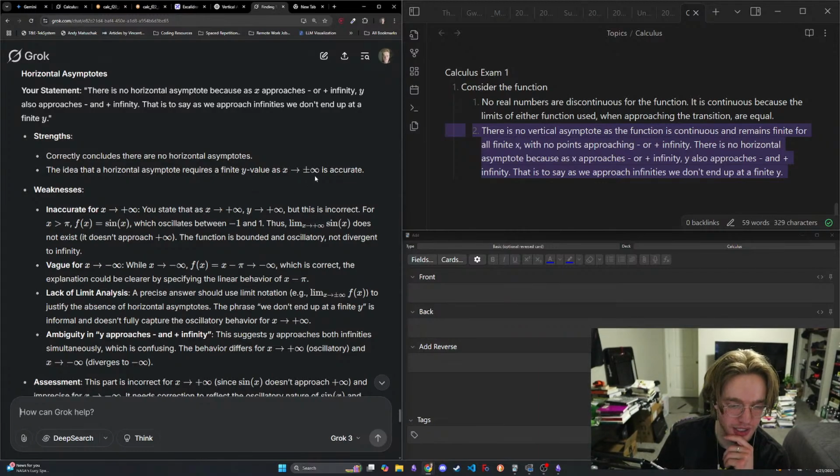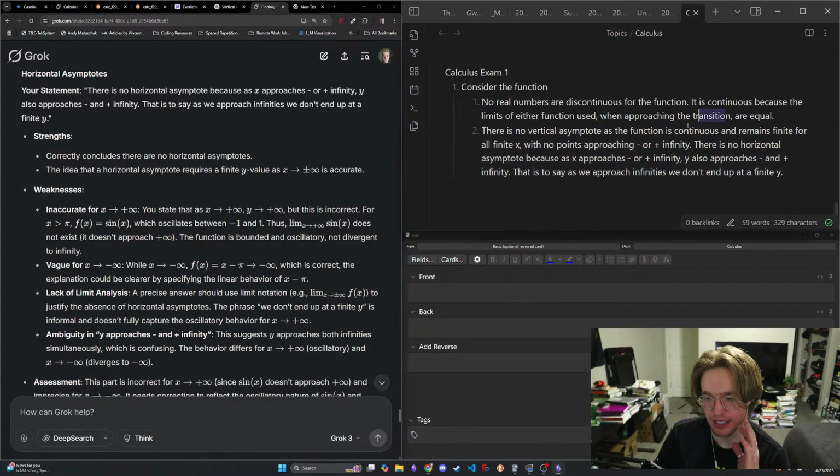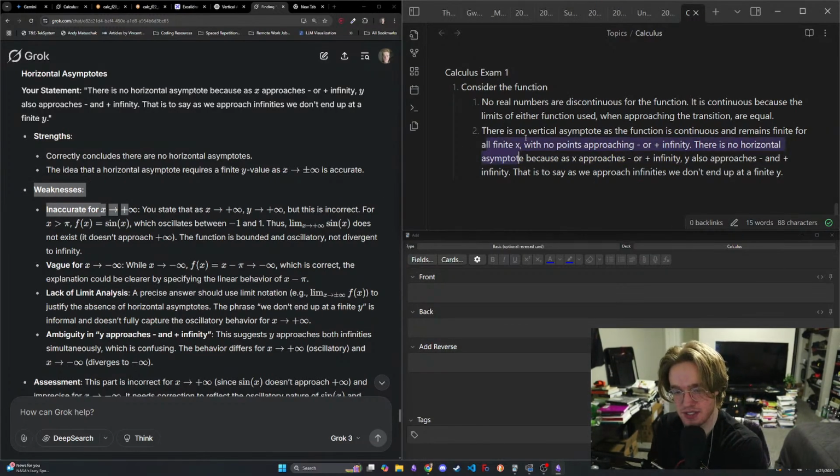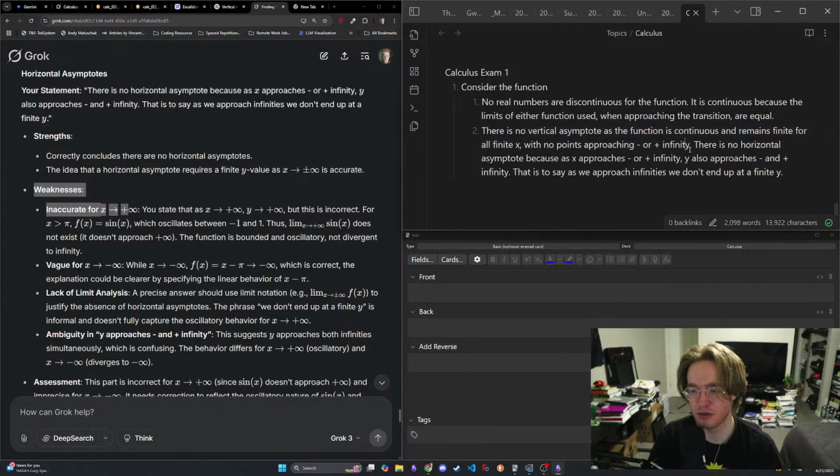Oh, okay. So maybe this, I see. The weakness of this argument is that I say that as x approaches positive and negative infinity, y also approaches positive and negative infinity, but we're dealing with a sine function, and sine oscillates between 0 and 1.